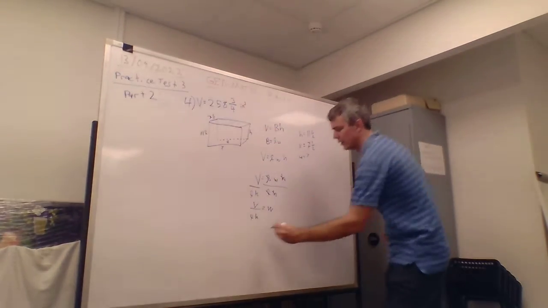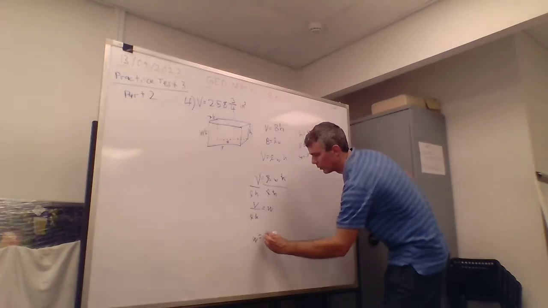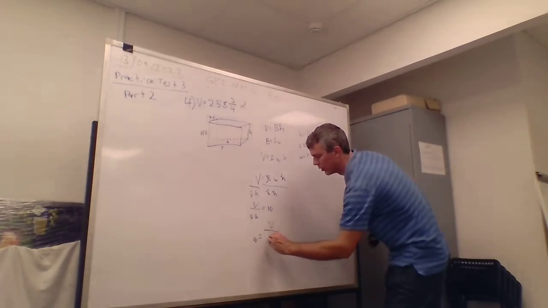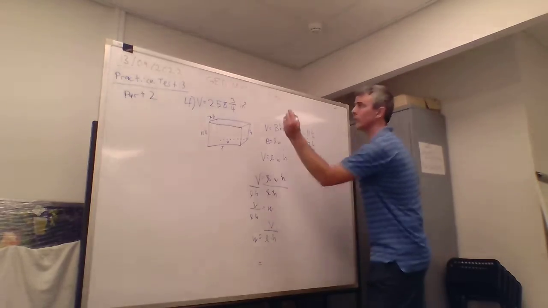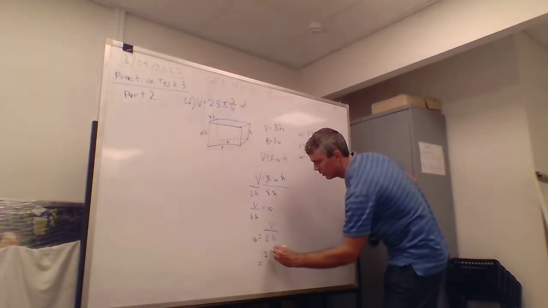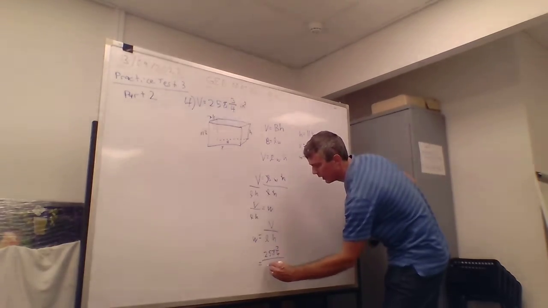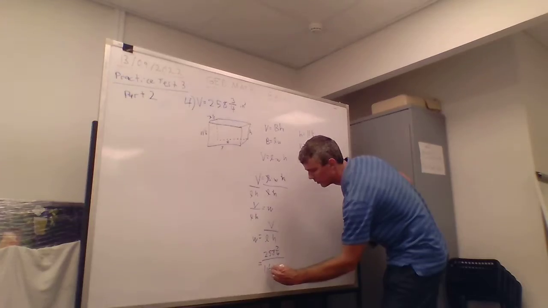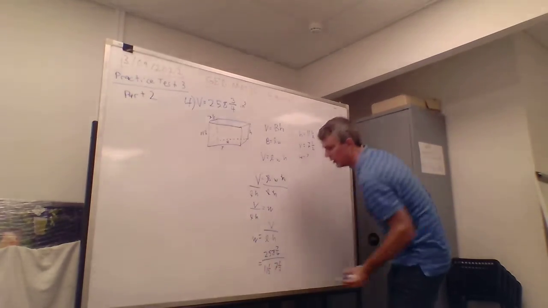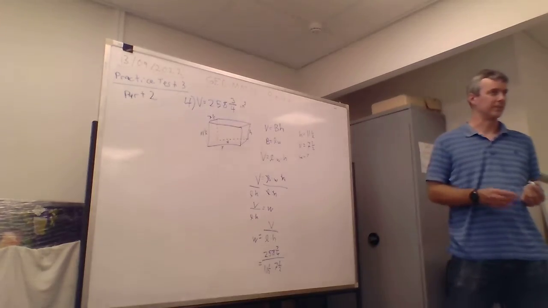Okay, so now W equals V over L times H, which equals what? 2 5 8 and 3 over 4, divided by 11 and 1 over 2, times 7 and 1 over 2. Now this is something you should do on your calculator.